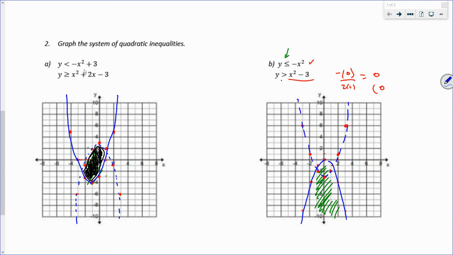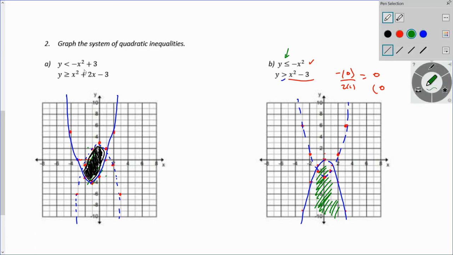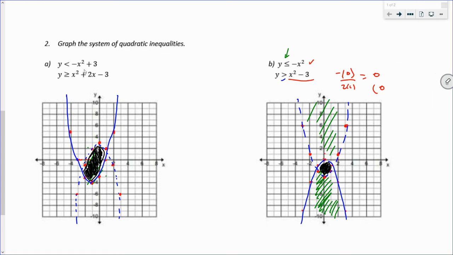Okay, so it's a dashed line because that's dashed. Now that says it's above the vertex, which means above the vertex in this one, which means our solution set overlap is right in here. And then everything else is kind of hogwash. So we go like that. And our solution to that system is as seen.